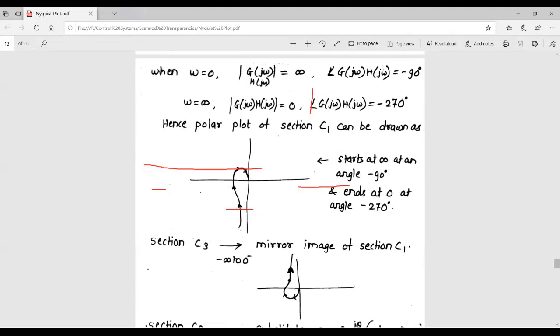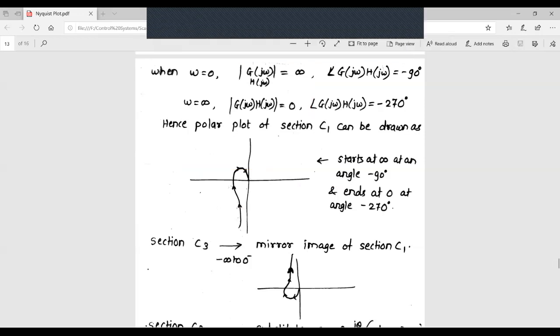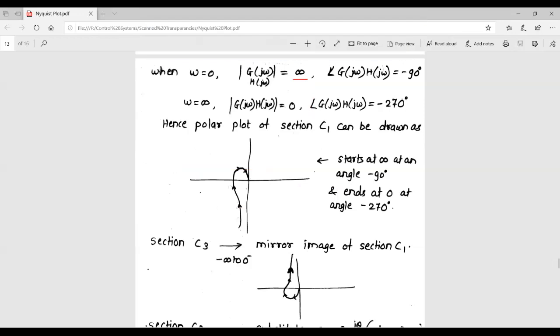Okay. So now we substitute omega to be 0. It gives you the magnitude as infinity. You can substitute and check whether these values are right or wrong. You can verify these values; I have written them from the equations. And the angle comes out to be minus 90 degrees. For omega equal to infinity, magnitude becomes 0 and the angle is minus 270 degrees.